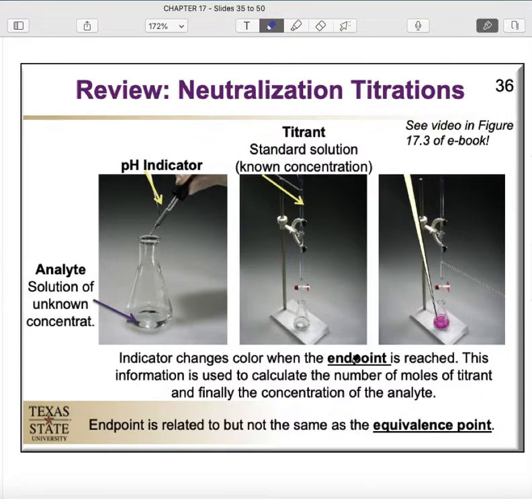That endpoint of the titration, which is the point where the color changes, is related to the equivalence point, meaning the point at which we have an equivalence in the number of moles of the analyte versus those of the titrant. But they're not exactly the same, and we'll get into more details about this in later slides.